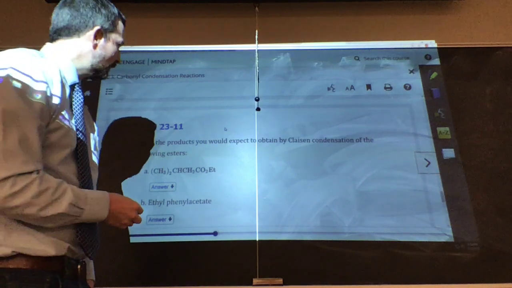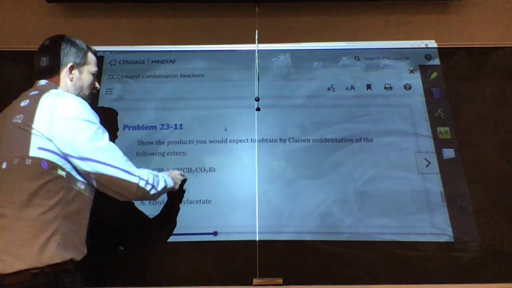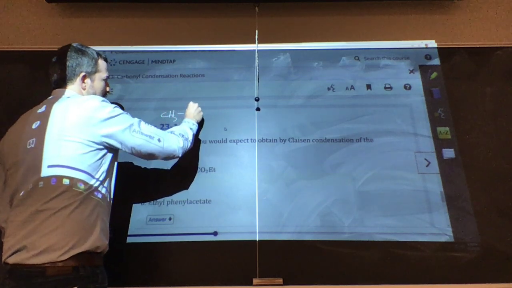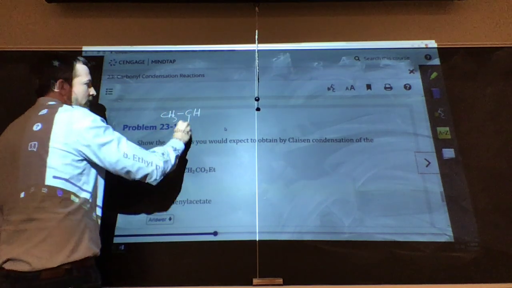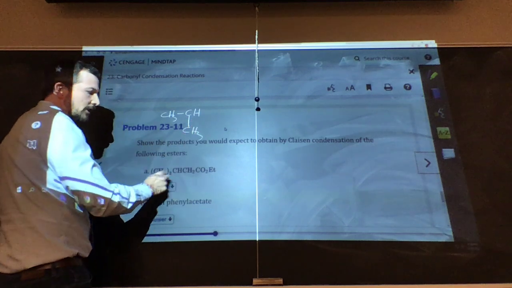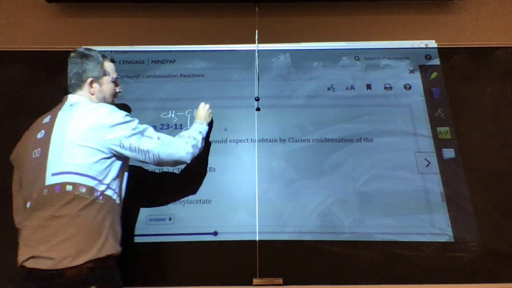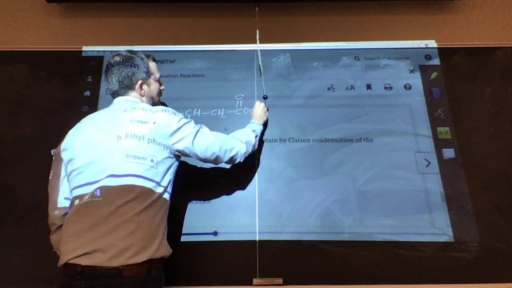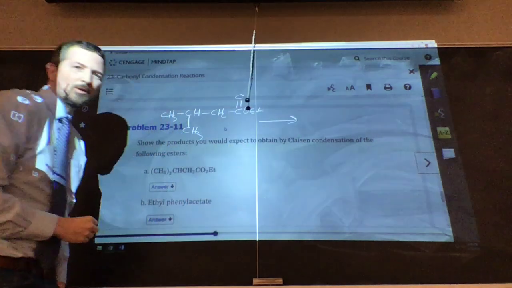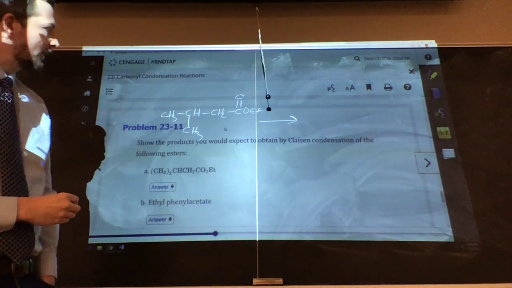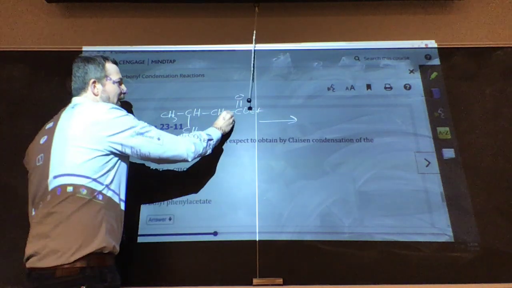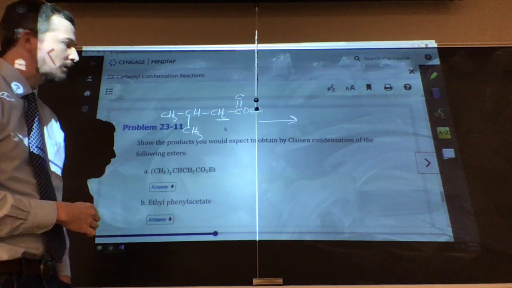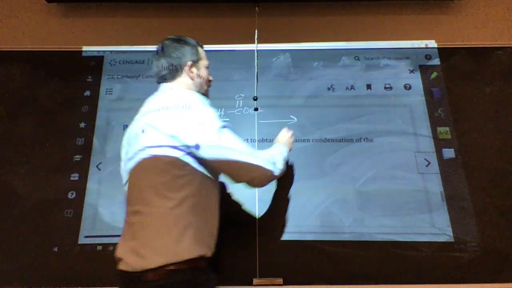So this is 23-11. I have, let's just draw this out, CH3, CH3. So I have two CH3s attached to the CH, and I have a CH2. Now I want to draw the Claisen condensation product of that reaction. So here's my alpha proton. That's what I'm going to show connected to my second molecule.